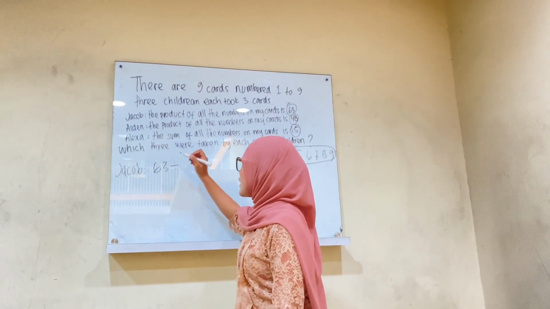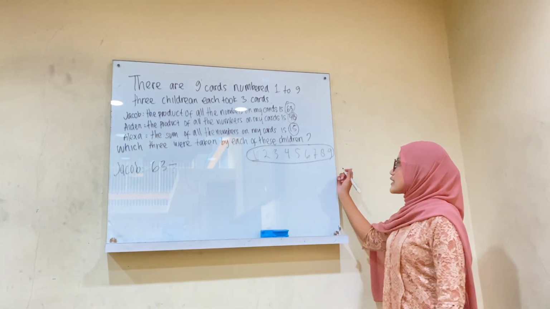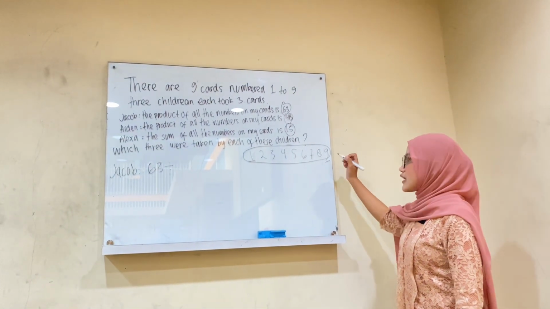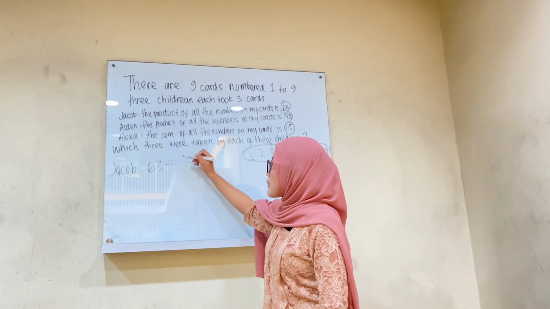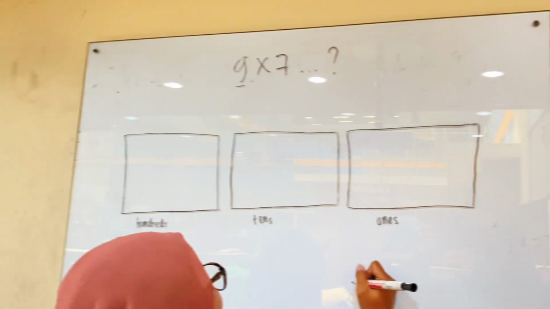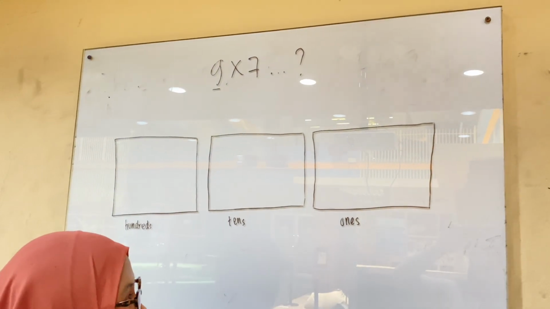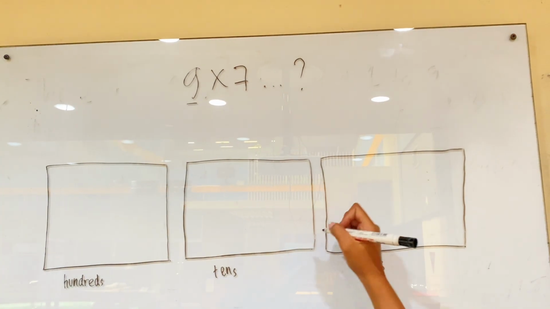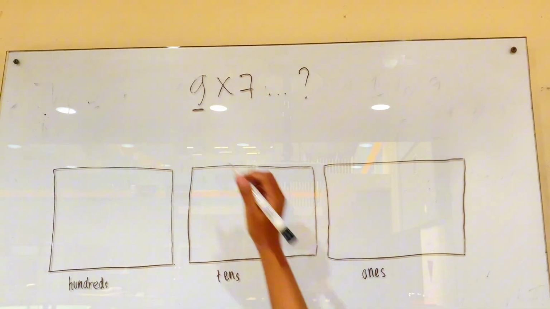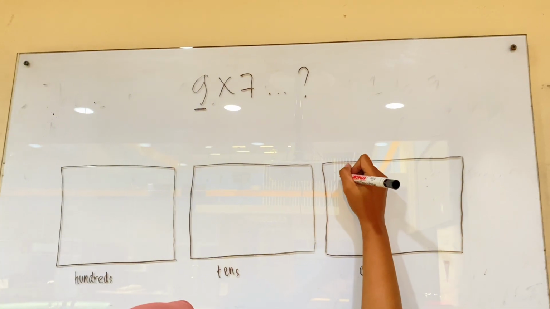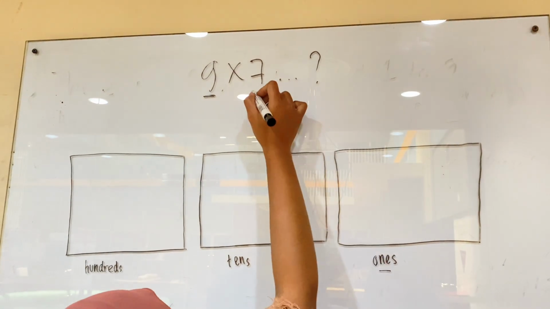63 dividing by, we're gonna take a look for the biggest number here, which is 9. Okay, 63 divided by 9 is 7. How did we know that 9 times 7 is 63? By using the dots and boxes. So 9 is ones. We draw 9 dots, 7 times.